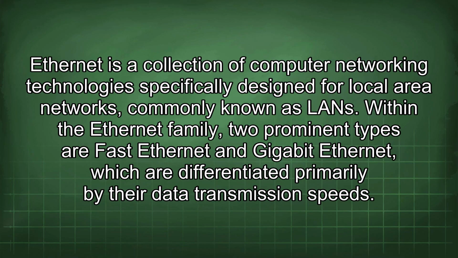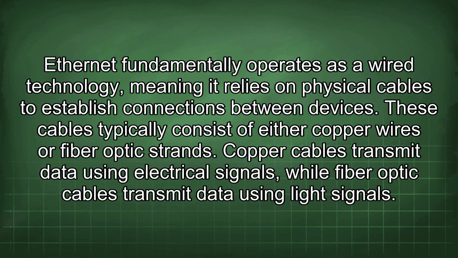Ethernet is a collection of computer networking technology specifically designed for local area networks, commonly known as LAN. Within the Ethernet family, two prominent types are Fast Ethernet and Gigabit Ethernet, which are differentiated primarily by their data transmission speeds. Ethernet fundamentally operates as a wired technology, meaning it relies on physical cables to establish connections between devices.